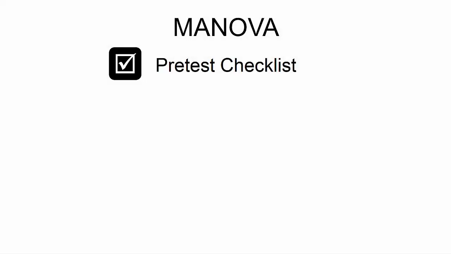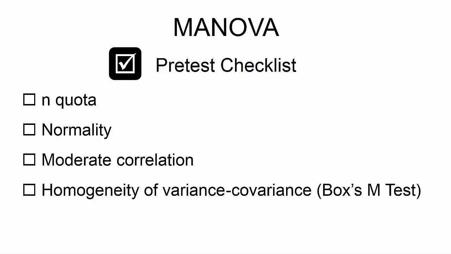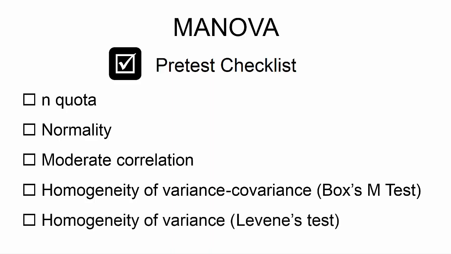The MANOVA test has 5 pre-test criteria: N quota, normality, moderate correlation, homogeneity of variance-covariance (Box's M test), and homogeneity of variance (Levene's test). We'll check for the first 3 now. We'll see the results of the remaining 2 when we run the MANOVA test.